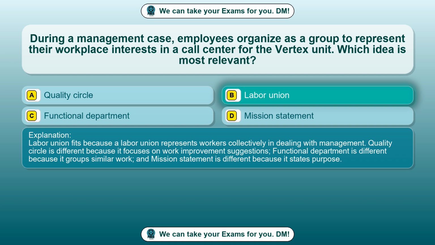Labor union fits because a labor union represents workers collectively in dealing with management. Quality circle is different because it focuses on work improvement suggestions. Functional department is different because it groups similar work, and mission statement is different because it states purpose.